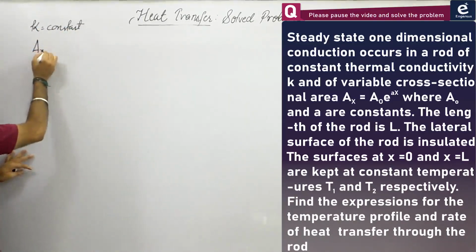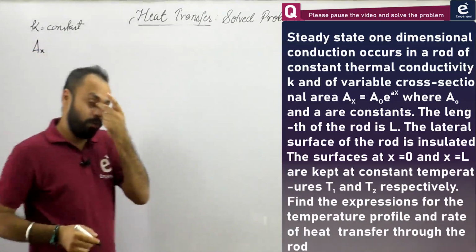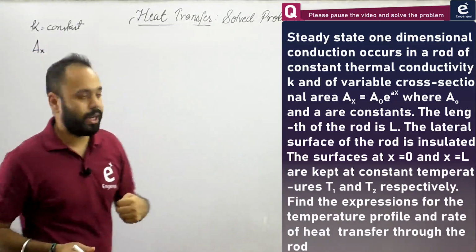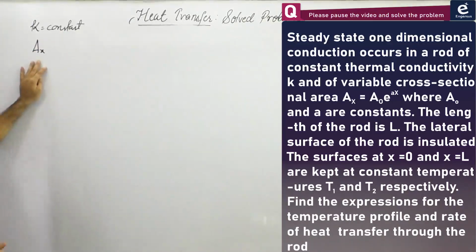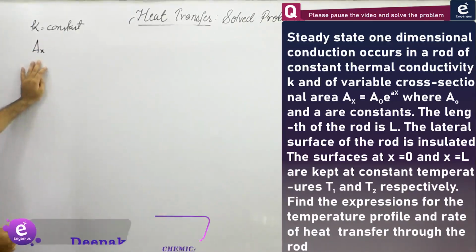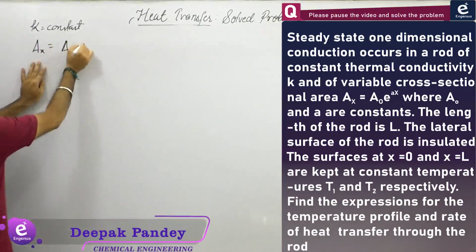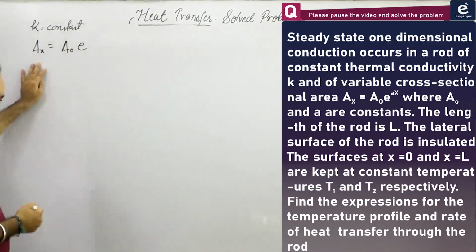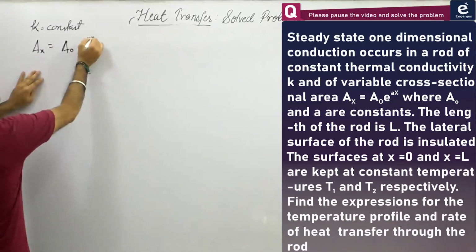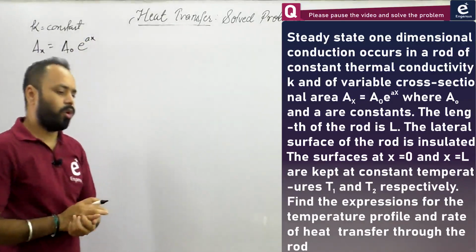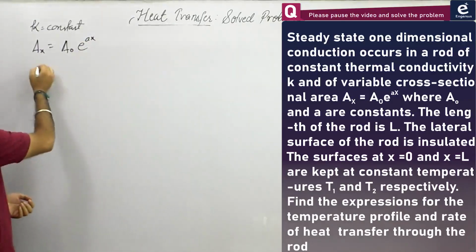Cross section area means the direction in which heat transfer is taking place, perpendicular to that direction the area we have to take, and that area is not constant. That is a function of x, where x is the distance in the direction of heat transfer, and that is given as A(x) is equal to A naught into e raised to the power minus ax, right? Where A naught and small a are constant. The length of the rod is capital L. So length is capital L.